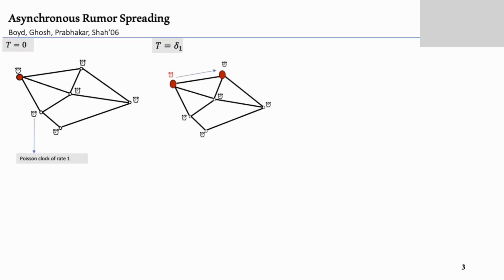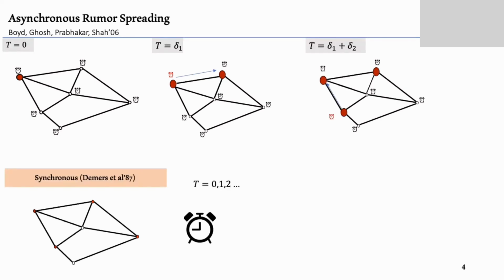Here, suppose that we are at time 0, and a node knows a piece of information specified by red color. Then at time delta 1, its clock rings and it contacts a random neighbor, and they communicate with each other. Since one of them knows the rumor, it is delivered from the initial node to the next node. This stochastic propagation continues till every node gets informed. It is known that if the underlying graph is connected, then all nodes get informed with high probability.